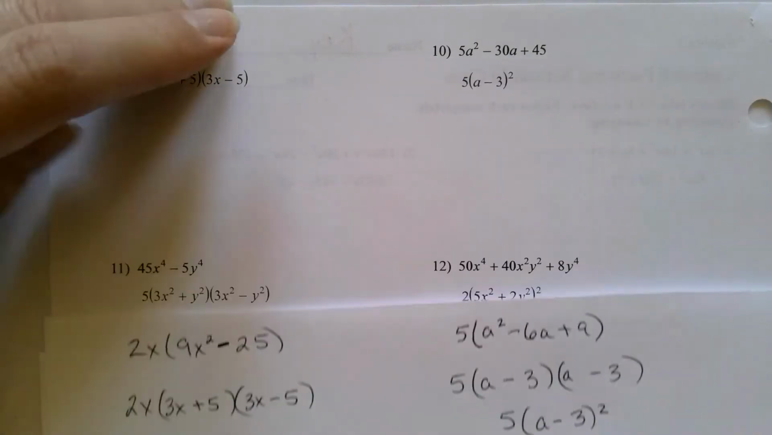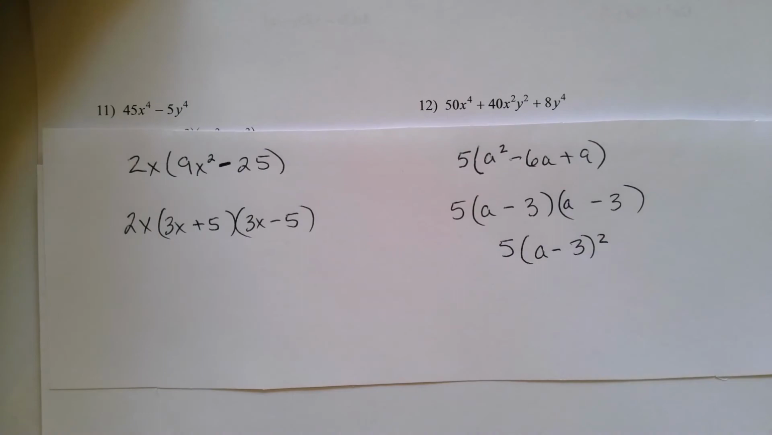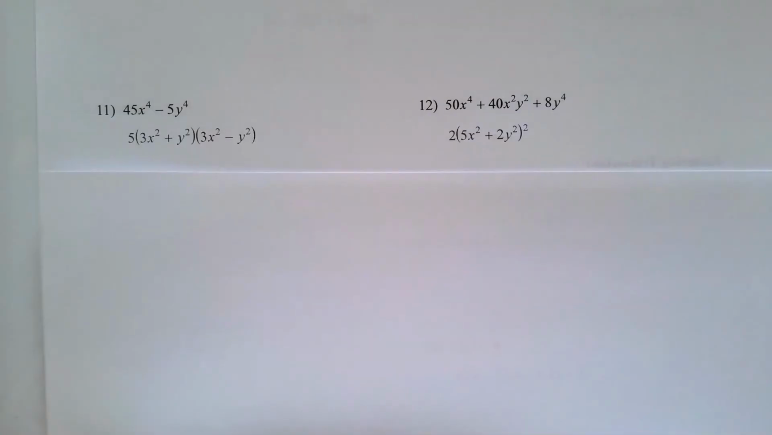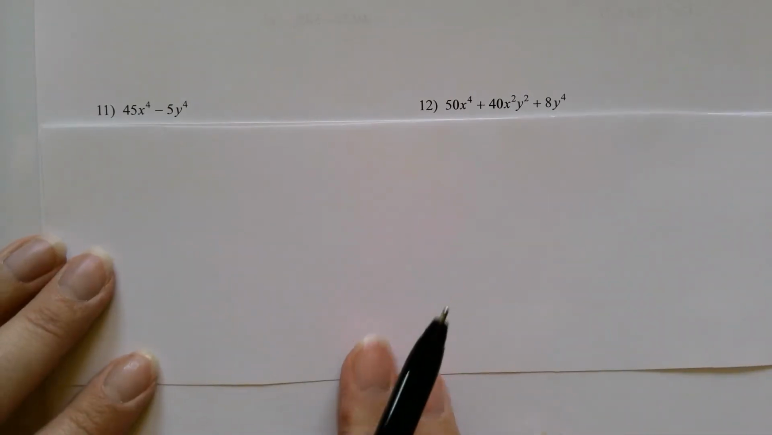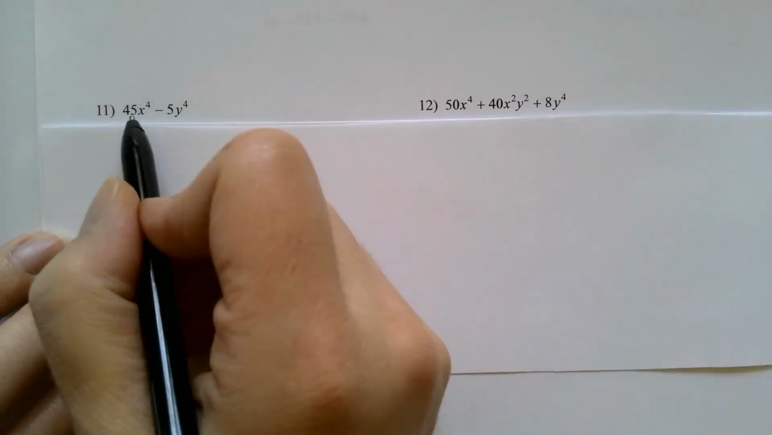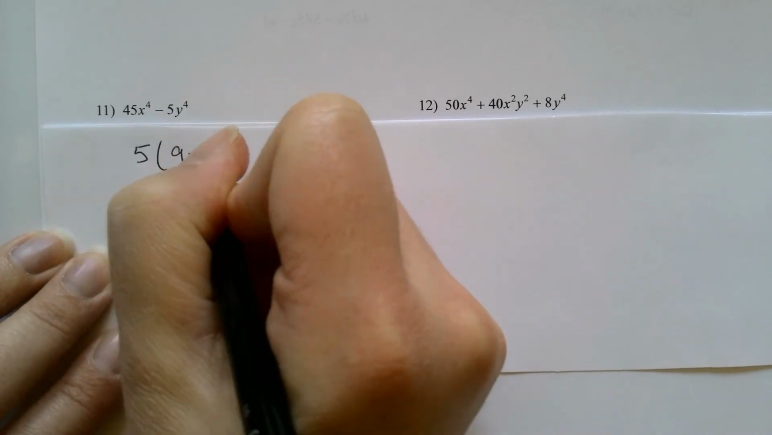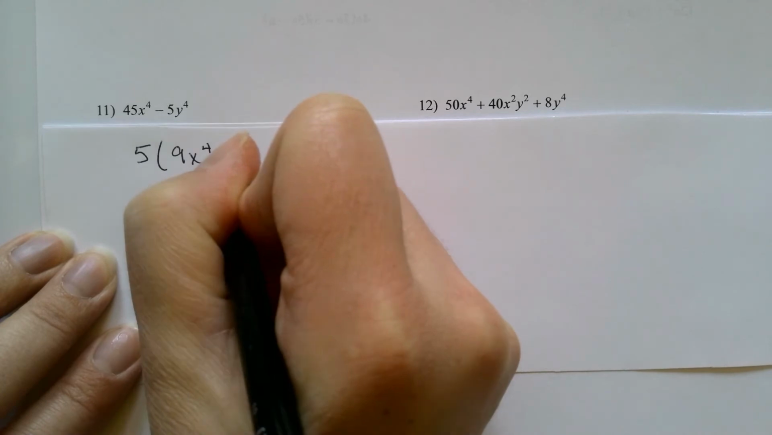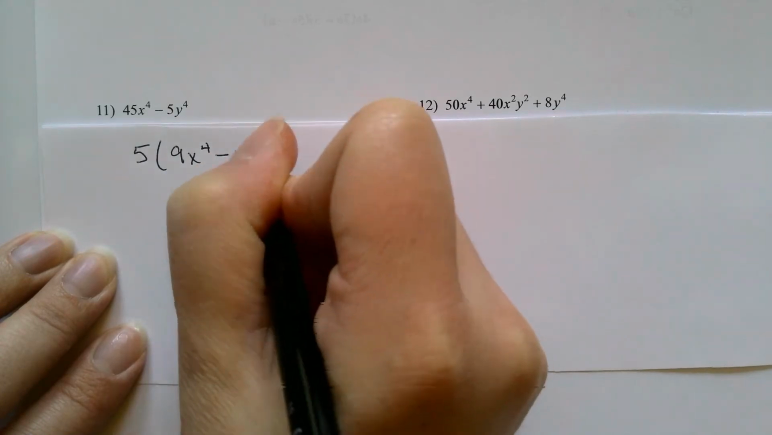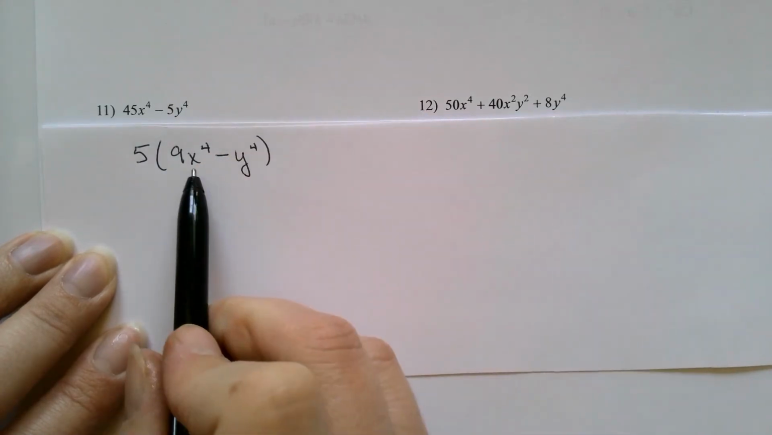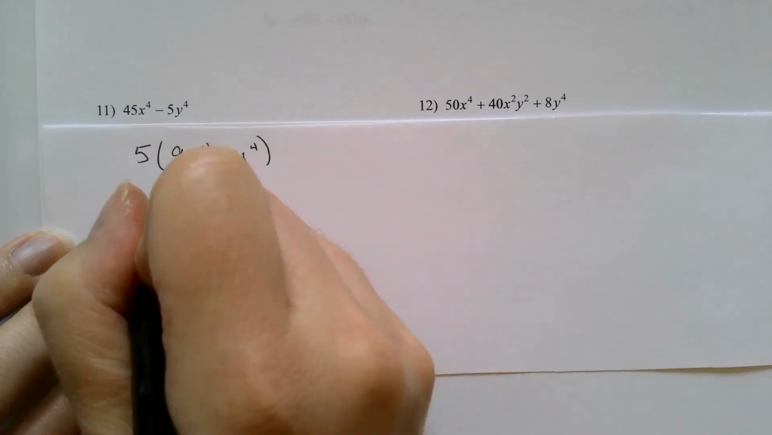All right, down below, these are good examples because we have higher powers again. And so the first thing we want to do is look for a GCF. And so I do have a GCF on number 11, and that is a 5, and what's left is 9x to the 4th minus y to the 4th. And it's really important that we pay attention to our powers. I keep my 5 out front.